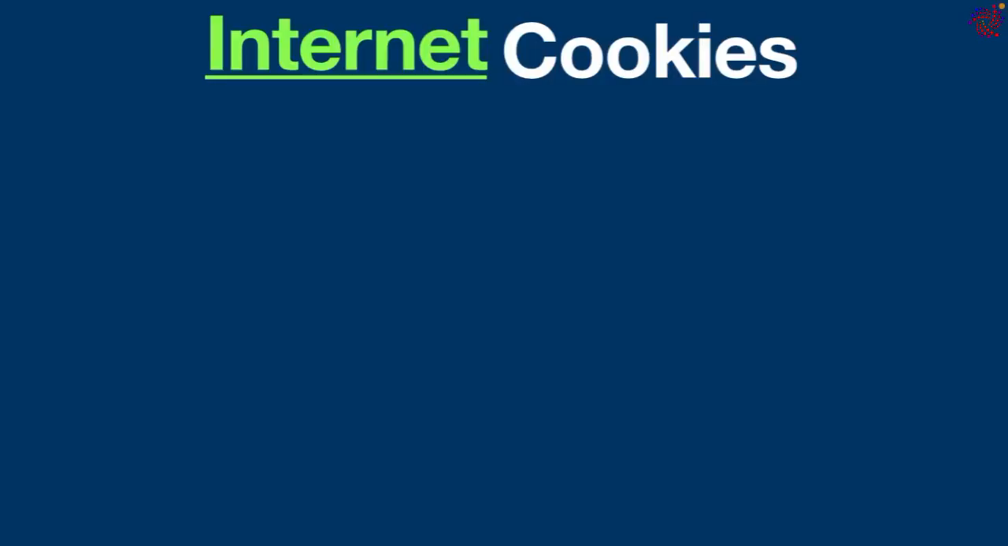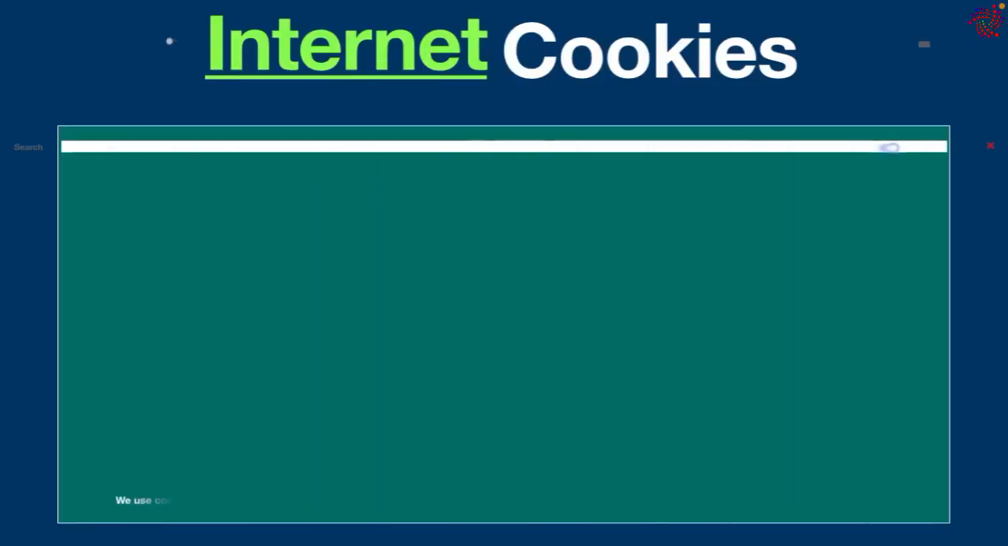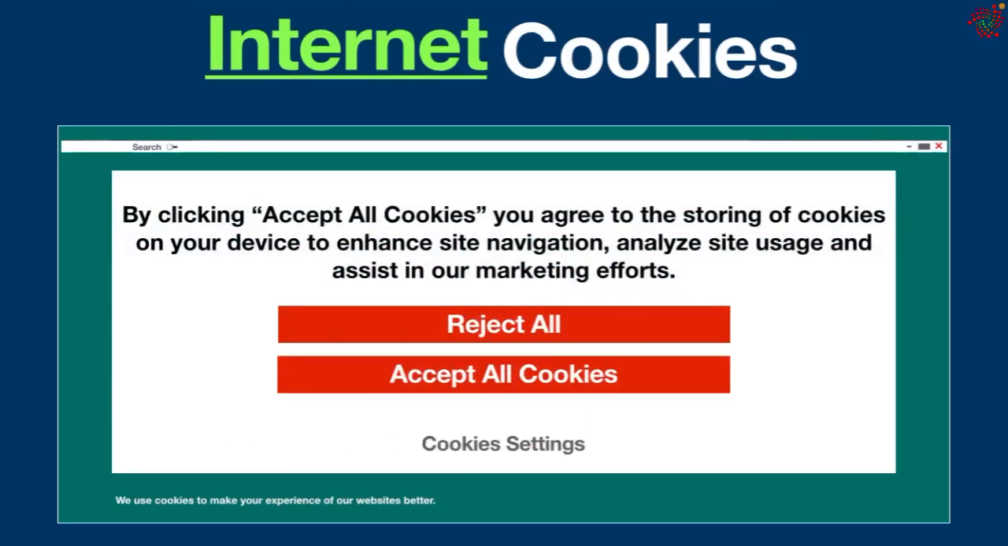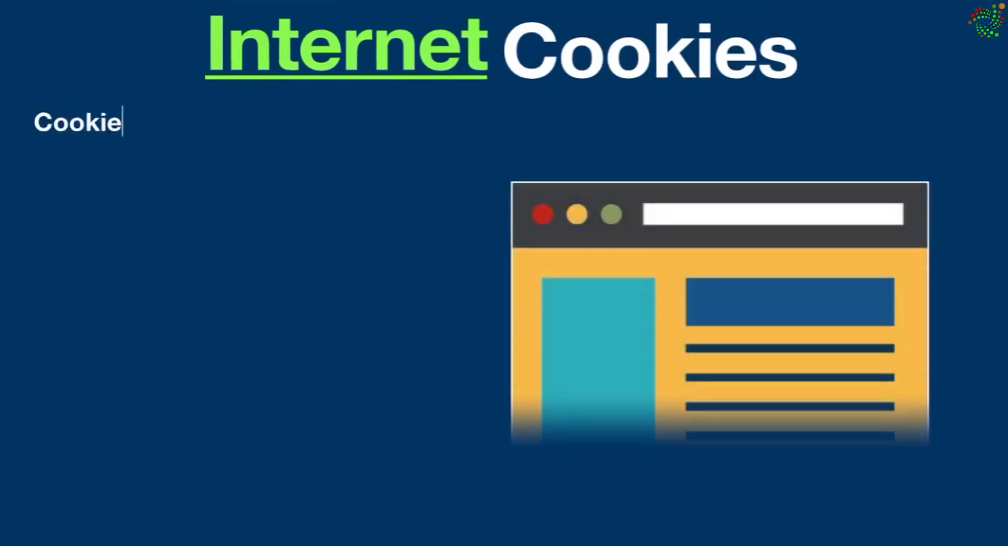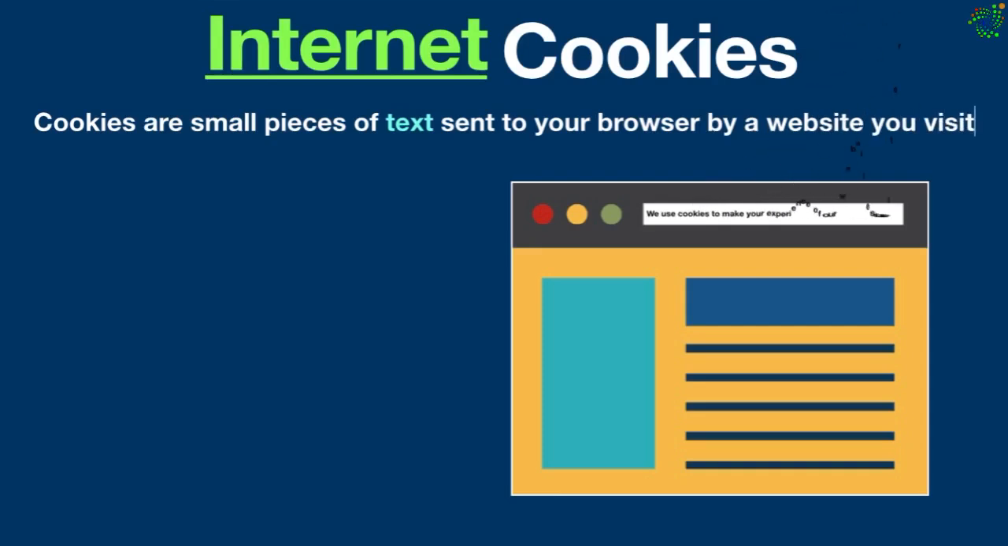What are internet cookies? Everyone has seen the website banners that ask you if you will allow cookies on your browser or not. But what exactly does this mean, and what are these cookies? Well, cookies are small pieces of text sent to your browser by a website you visit. They help that website remember information about your visit, which can both make it easier to visit the site again and make the site more useful to you.